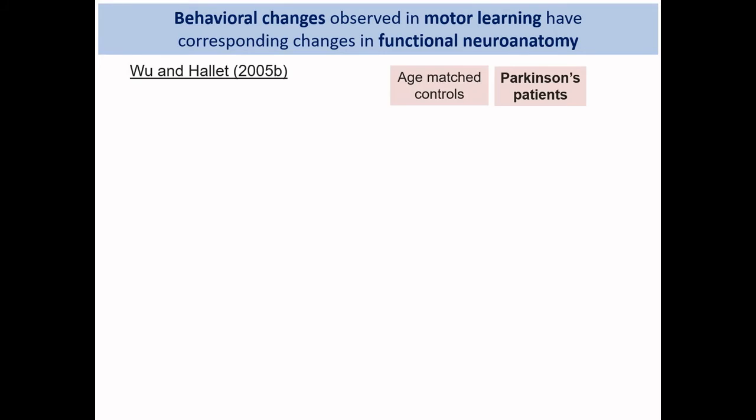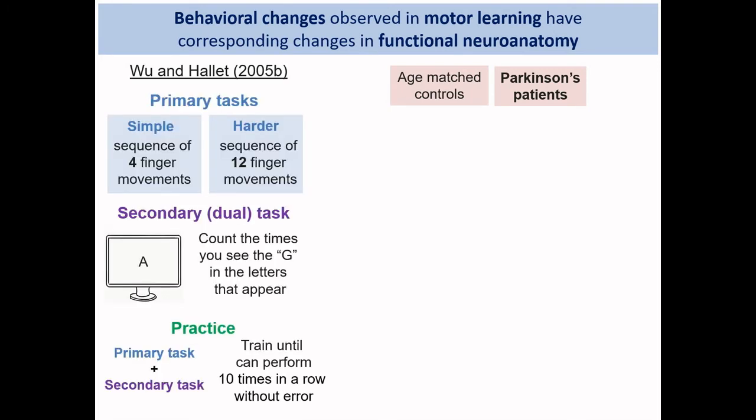We just looked at age-related changes associated with learning a task to the point that it became automatic. Now let's look at a second study by Wu and Hallett that studied these changes in patients with Parkinson's disease. This research uses the same design as the one that we just looked at. Participants again practice until they can get to the point where the primary and secondary tasks can be repeatedly performed at the same time without errors.